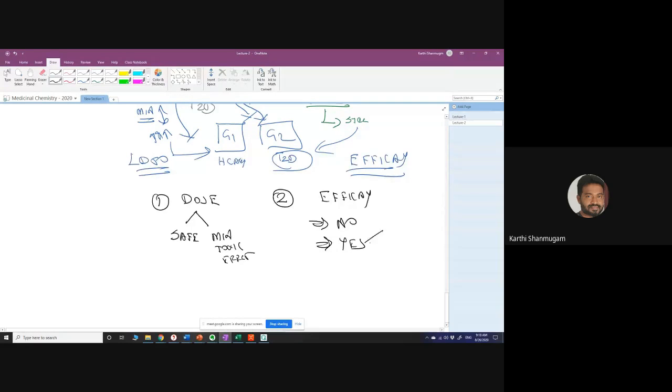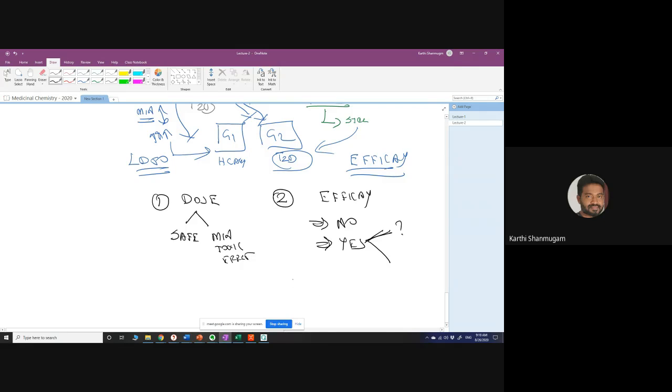So if your molecule is able to reduce the disease or control the disease, at what concentration it does, that we can study with the help of animals. And this study is absolutely what is called as preclinical study.